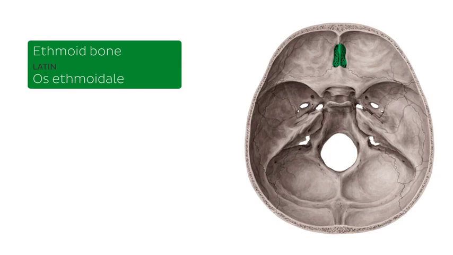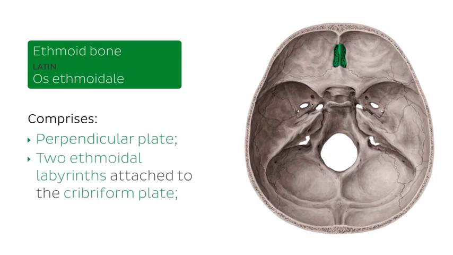Now, just for an overview, the ethmoid bone contributes to the formation of different structures on the skull, including the orbit, the nasal cavity, the nasal septum, and the floor of the anterior cranial fossa. It comprises the perpendicular plate, two ethmoidal labyrinths attached to the cribriform plate, and an orbital part.